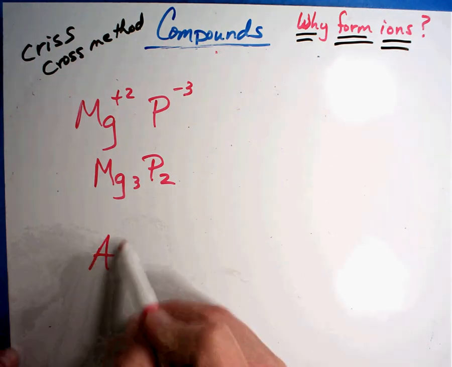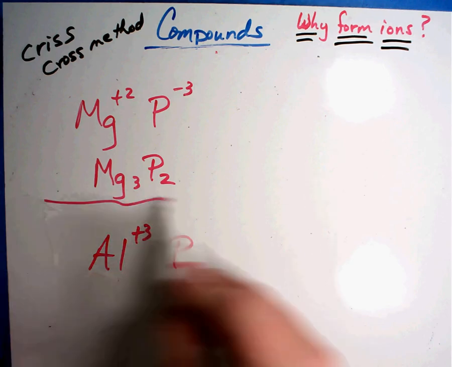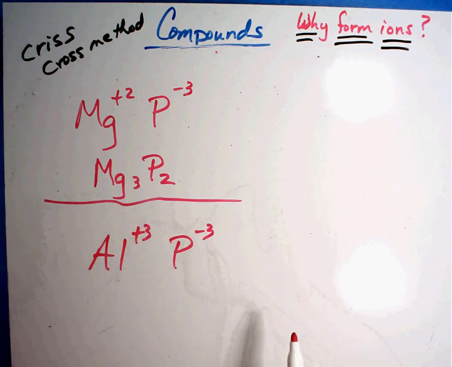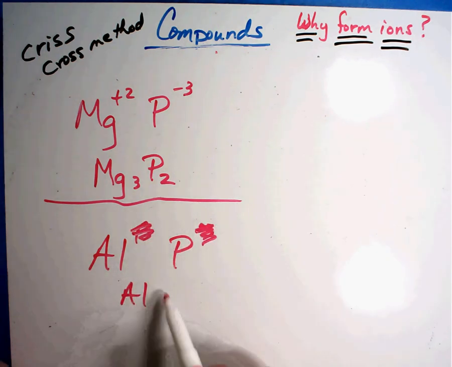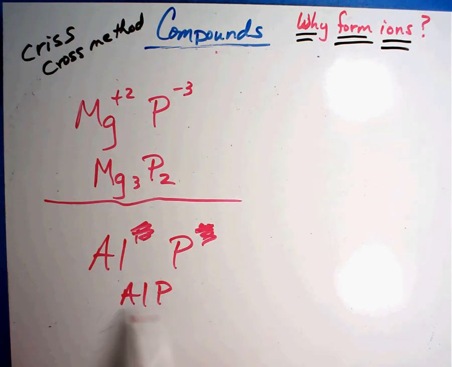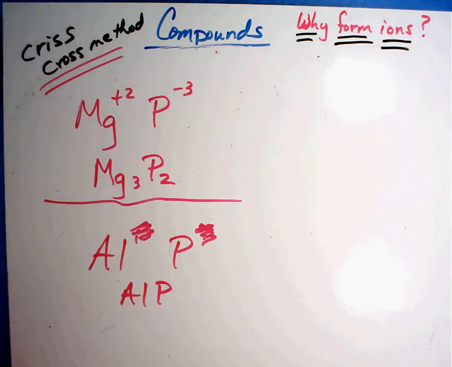So what happens if you had this one? Al and P, +3, -3. Do they equal 0? Yep. Then they're gone. The answer is AlP, aluminum phosphide. You don't switch anything. You only do the crisscross method if they don't equal 0.